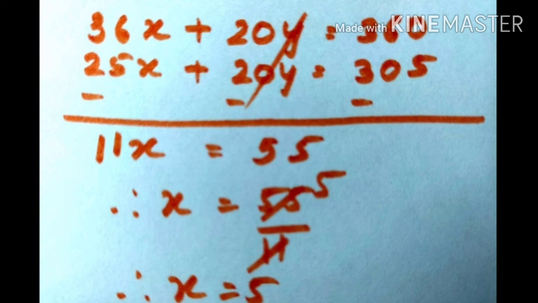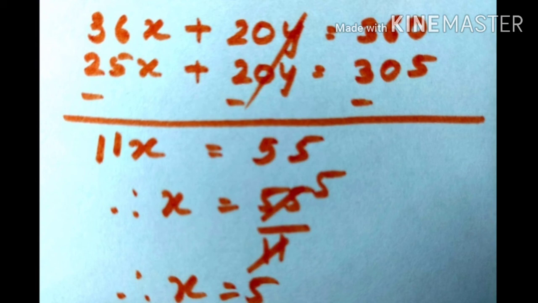By multiplication we get 36x plus 20y is equal to 360, and multiplying the second equation by 5 we get 25x plus 20y is equal to 305. Now taking subtraction to remove one of the variables, all the signs change. We have removed 20y minus 20y, so I am left with 11x is equal to 55. Therefore x is equal to 55 by 11, so x is equal to 5.